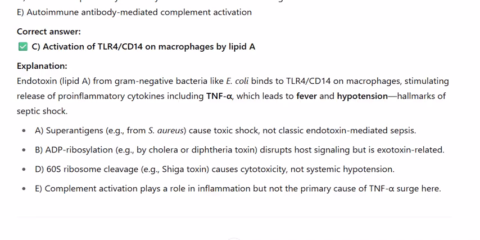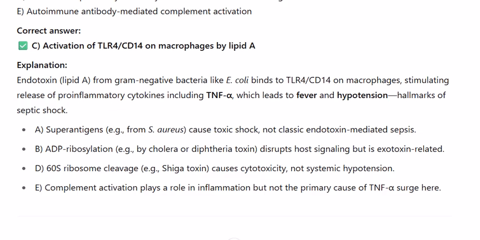A. Superantigens, e.g. from S. aureus, cause toxic shock, not classic endotoxin-mediated sepsis. B. ADP ribosylation, e.g. by cholera or diphtheria toxin, disrupts host signaling but is exotoxin-related. D. 60S ribosome cleavage, e.g. Shiga toxin, causes cytotoxicity, not systemic hypotension. E. Complement activation plays a role in inflammation but is not the primary cause of the TNF surge here.